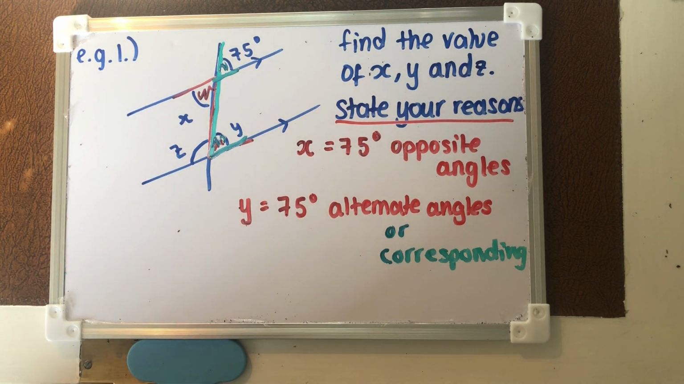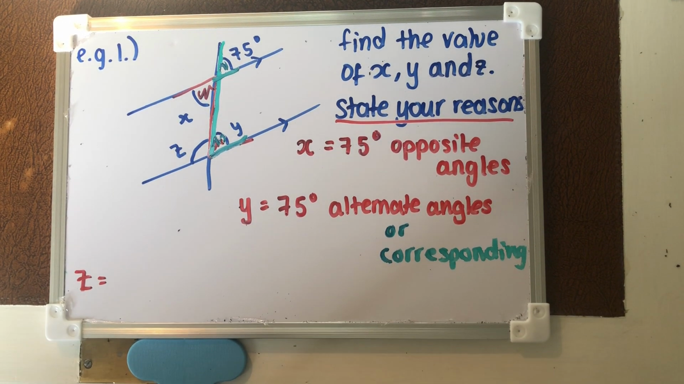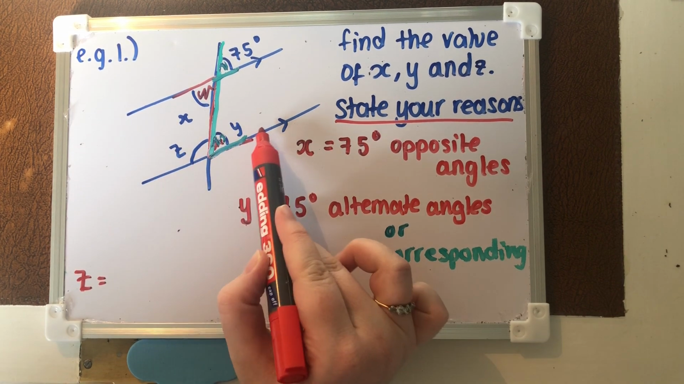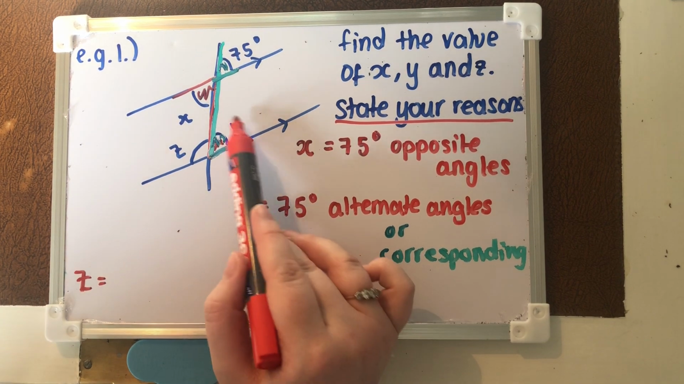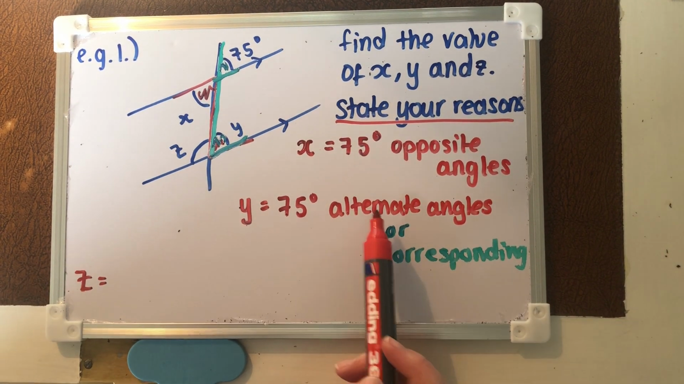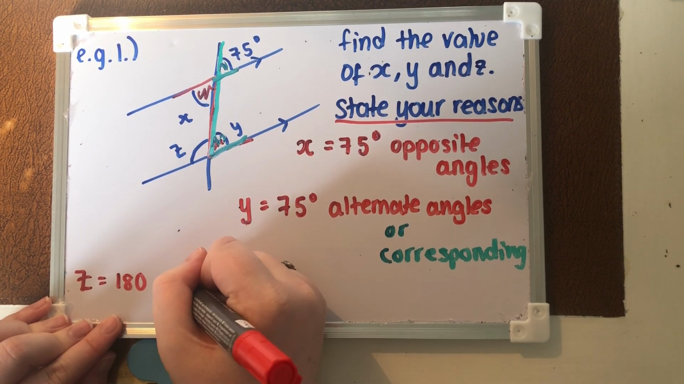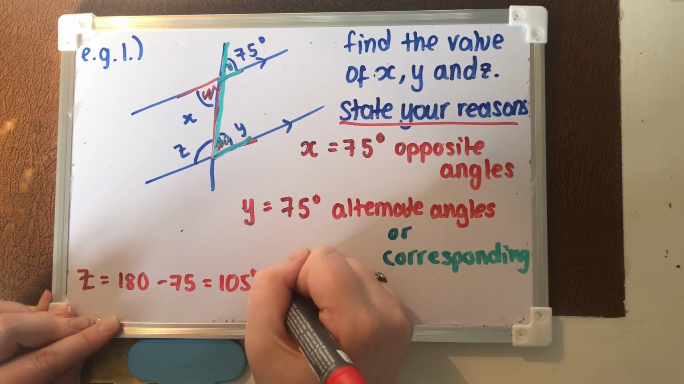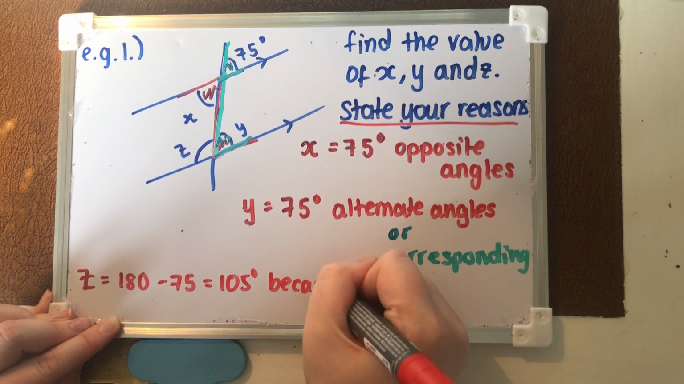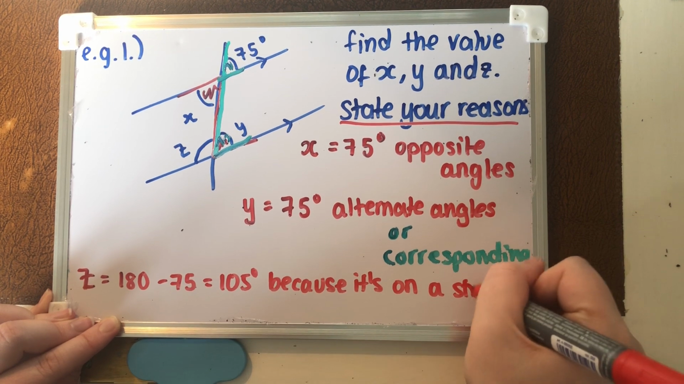Okay, and for the last one, so we've only got Z left. Again, multiple ways. So we could say, you should know now what angles on a straight line add up to. So angles on a straight line add up to 180. So because we know what y is now, because we've just shown that it's 75 because they're alternate, we could say that that would be 180 take away 75, which is 105. And just write because it's on a straight line.